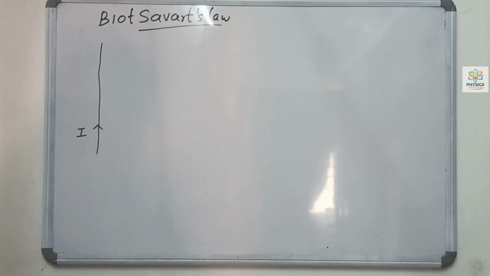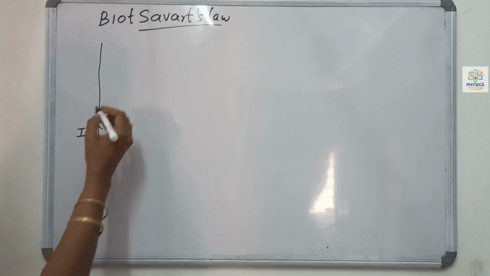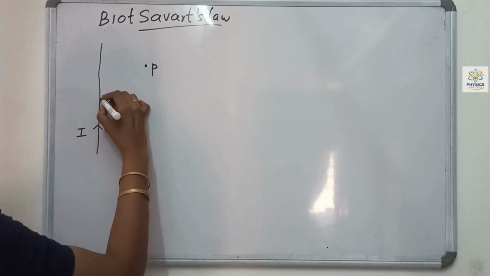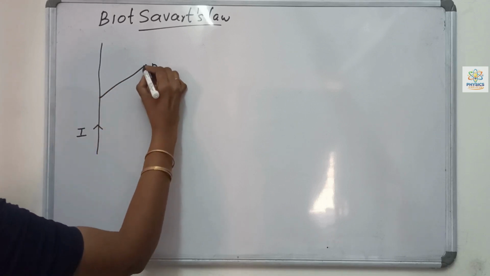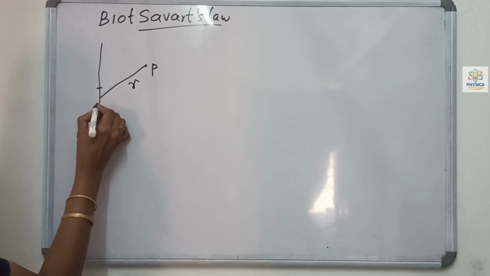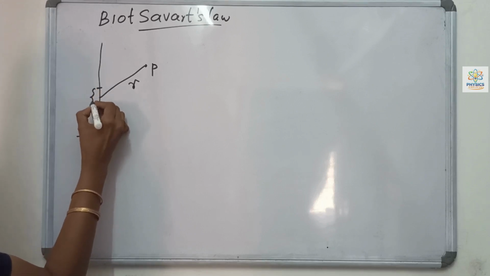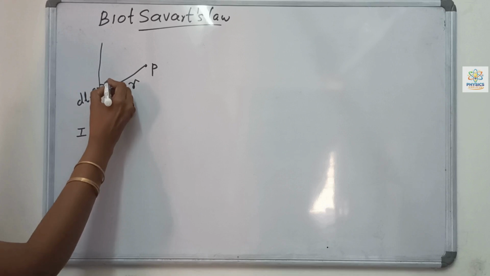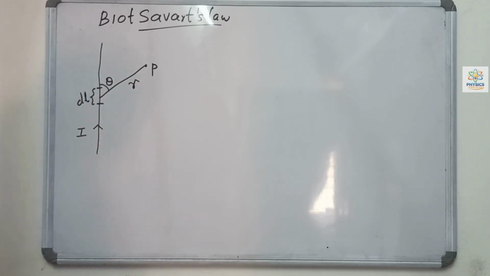So to find the magnetic field, we have to just consider a point P, and the distance between the point P and the conductor is taken as R. Around this point, we have to take a smallest element. The length of the smallest element is taken as dl. Let theta be the angle between the current carrying conductor and the line joining the midpoint of the current element.